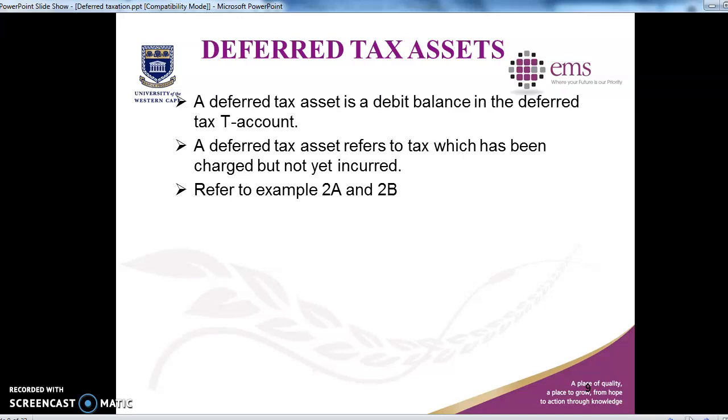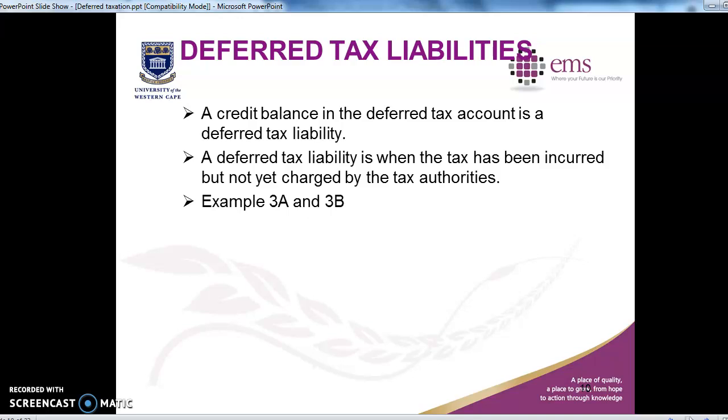So then a deferred tax asset is a debit balance in the deferred tax T account. The deferred tax asset refers to tax which has been charged but not yet incurred. So please have a look at examples 2a and 2b, because they give a nice illustration of how deferred tax assets work. And then a credit balance in the deferred tax account is a deferred tax liability, and a deferred tax liability is when the tax has been incurred but not yet charged by the tax authority. So for example, please look at 3a and 3b.